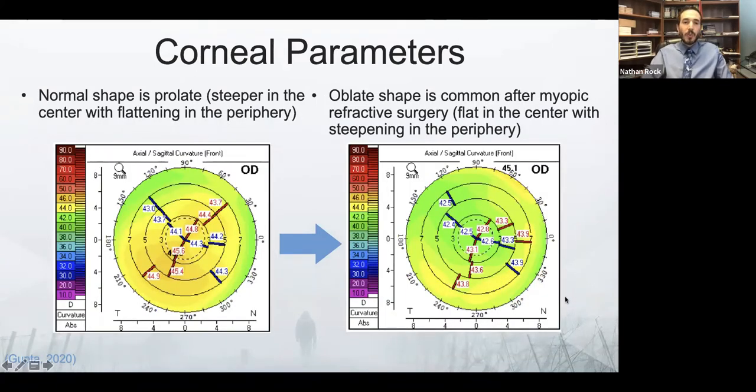The normal corneal shape is prolate, which means it's steeper in the center and it flattens to the periphery, so that we have the example representative image on this side of the screen. Oblate shape is common after myopic refractive surgery. So the cornea actually flip-flops and becomes flat in the center and steeper in the periphery after myopic LASIK.